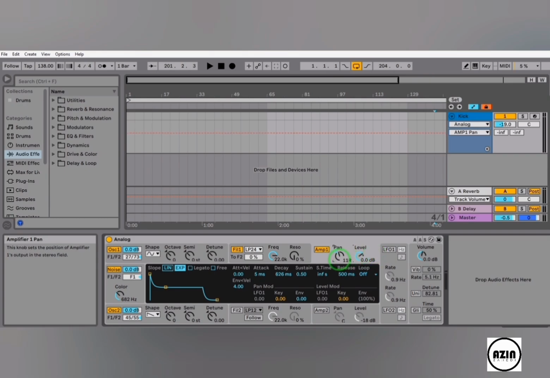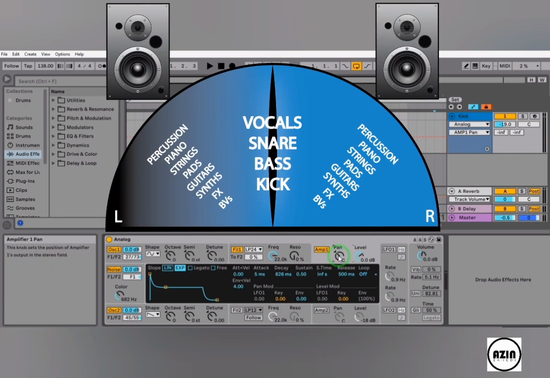2. Pan. It positions the signal in stereo. Bass is always center, kick is center, lead has a slight left or right movement, plus or minus 5 to 10%. Pad is wide, use LFO or pan modulation later. Don't pan oscillators randomly, use it with intent.